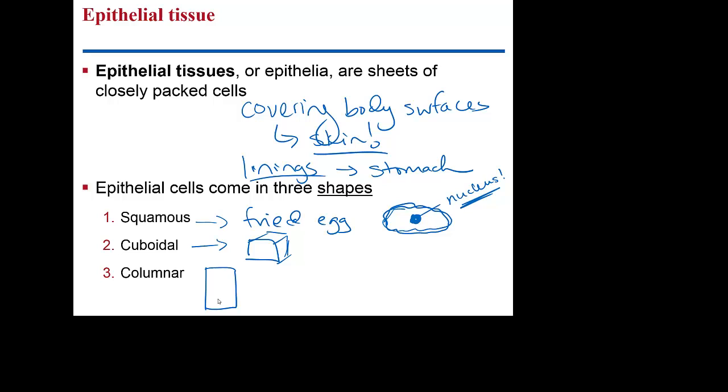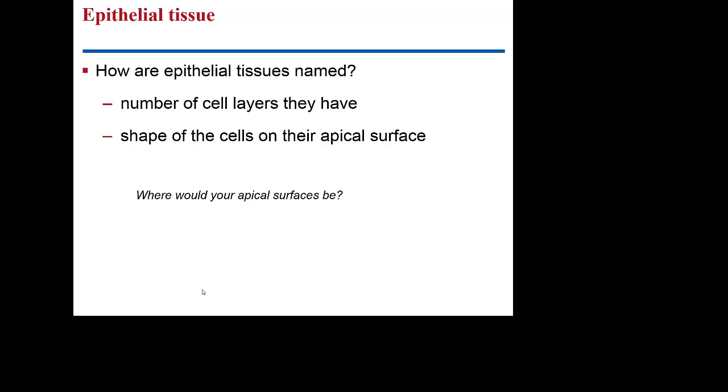Well, it's tall, right? So the true definition is taller than they are wide. It's a rectangle, right? And again, would be 3-dimensional. We'll look at these in different places in your body and why the different shapes are so important for the function that that particular tissue needs to do for that organ. They're named based on how they are put together and the shape of the cells. We just showed you that.